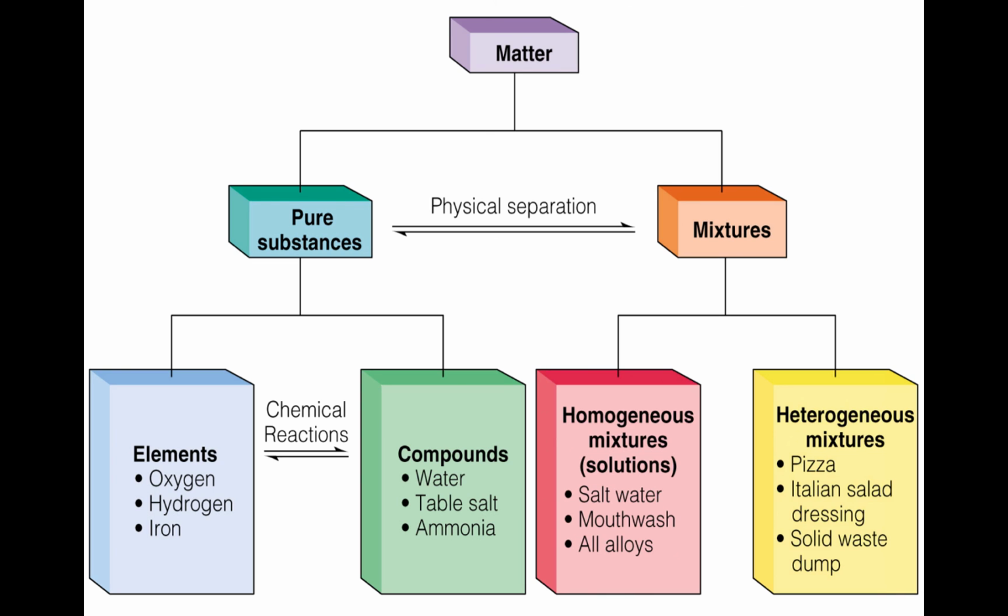The next figure represents a way of classifying matter. Matter can be separated into pure substances or mixtures. Remember, pure substances have a definite composition. Elements and compounds are pure substances. Mixtures can be separated into homogeneous mixtures, which are called solutions, or heterogeneous mixtures.